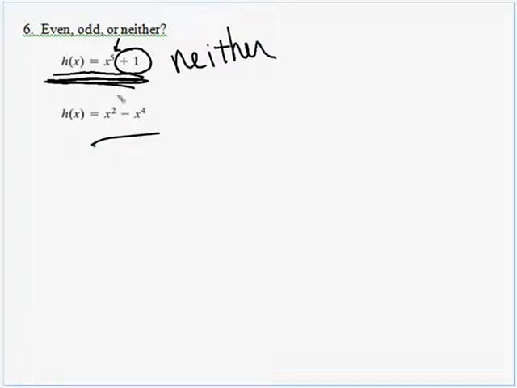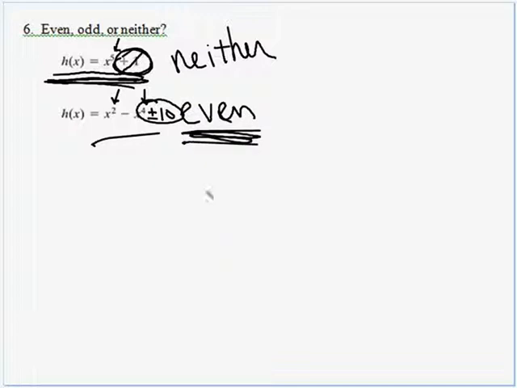The last one we have here, even exponent, so that is an even function. And just for the sake of argument, if there was plus or minus a constant, like plus or minus 10, would it still be even? Yes, it would be. Constants do not mess up even functions, but they do mess up odd functions.